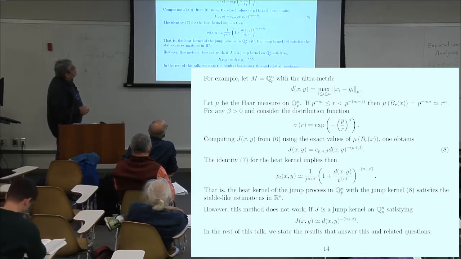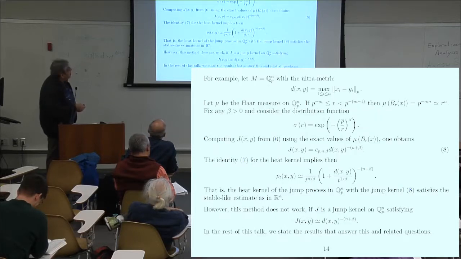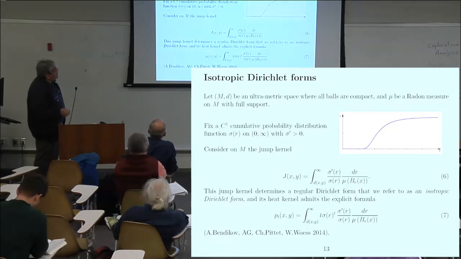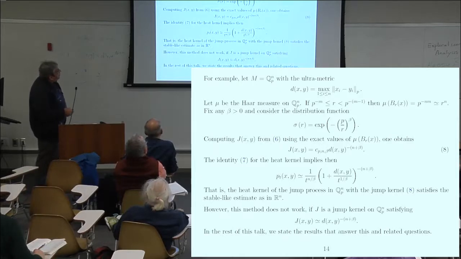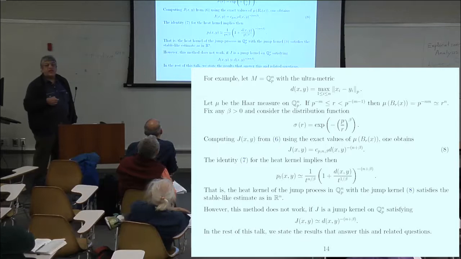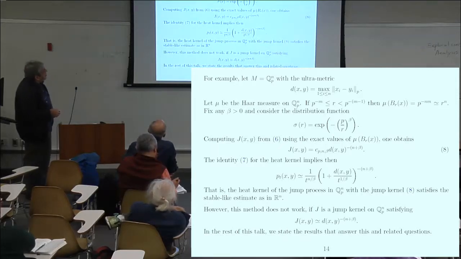If one uses this explicit formula for the measure and substitutes it into here, and then chooses sigma as shown here, the probability distribution function exponential minus p over r to the power beta. In fact, this picture shows exactly this function. It's very, very close to zero near zero, but then tends to one. One has to take p like this, and beta is a new parameter which comes into play, an arbitrary positive number. So if one chooses this sigma and uses the exact formula, then the computation shows that the jump kernel on the previous slide is exactly the distance between x, y to the power minus n plus beta. Exactly like in Euclidean space that I showed at the very beginning, the Levy process with index beta had this jump kernel, and exactly the same is here.